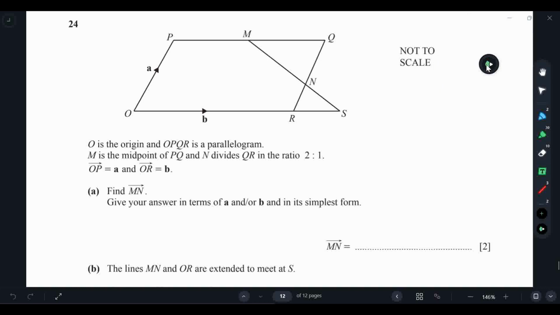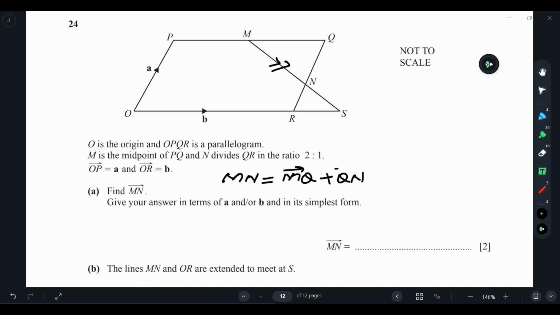O is the origin, PQR is a parallelogram, M is the midpoint of PQ, and N divides QR in the ratio 2:1, OP is equal to A. Find MN. Now how can we find MN? MN is the resultant vector from M to N. So first of all we need to write the equation. MN will be equal to MQ plus QN.